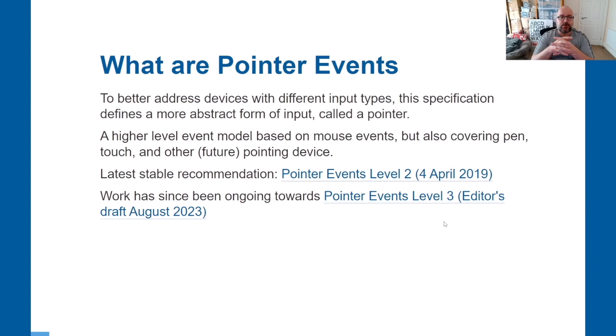Now, to better address devices with different input types, this specification defines a more abstract form of input called a pointer. It's a high-level event model based on mouse events, but also covering pen, touch, and other future pointing devices. The latest stable recommendation is Pointer Events Level 2 from the 4th of April 2019, and work has since been ongoing towards Pointer Events Level 3, which is currently in the editor's draft stage as of August 23.